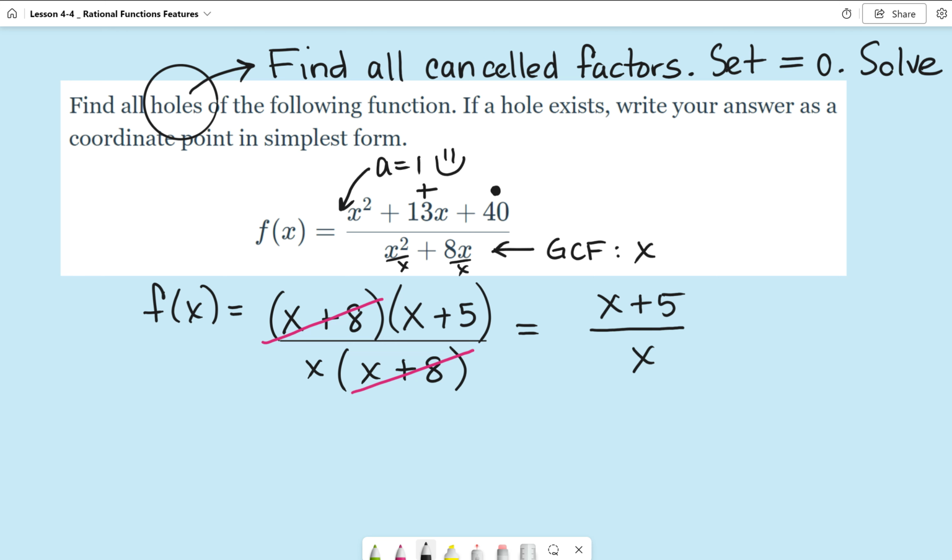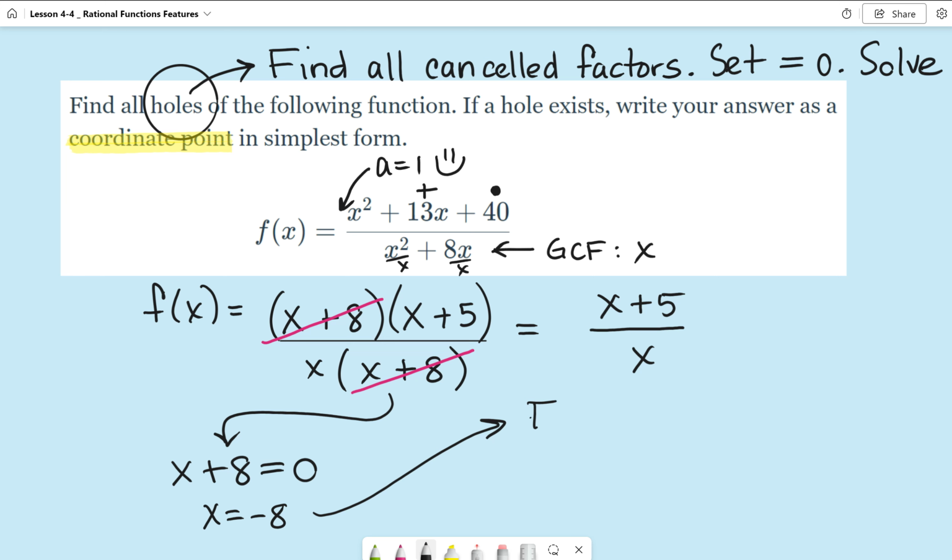So when I'm looking for holes, I look for those cross-out opportunities. So here's the hole. I have to take that crossed out factor and set it equal to 0. I need to solve for x, and in this case, my x is going to be -8. But I'm not done because in this instructions, they want me to find the coordinates of the hole, and I only found x. I need to go find y. So find y. Okay, so how do I find y? Well, I just put my x back into the equation.